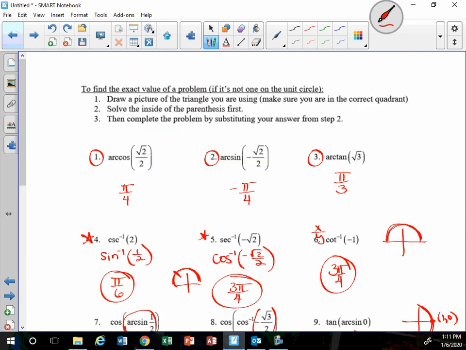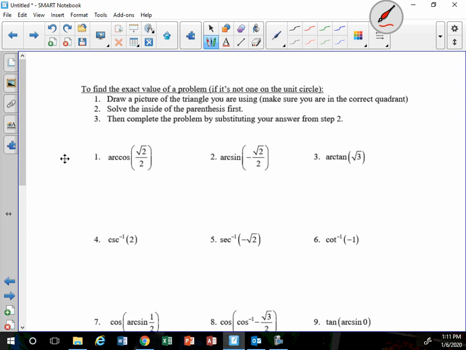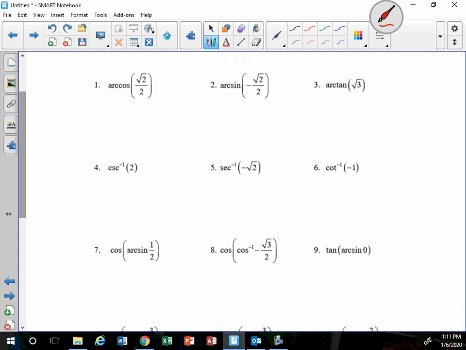All right, guys, so find this page for me. The directions at the top here, like the steps, that's only if it's not on the unit circle, so that's not something we're dealing with initially. I want you guys to try 1, 2, and 3 for me. I'll walk around and see how you're doing. It shouldn't take you too long. Check with your neighbor.